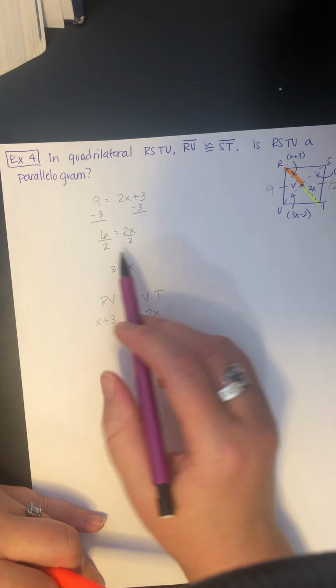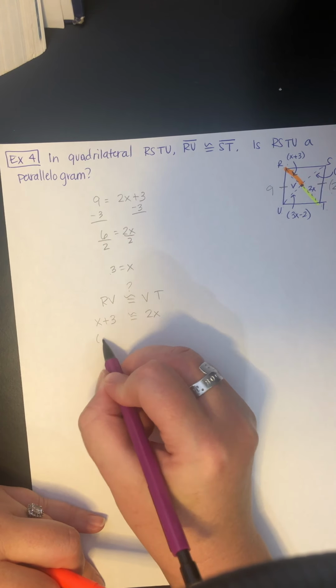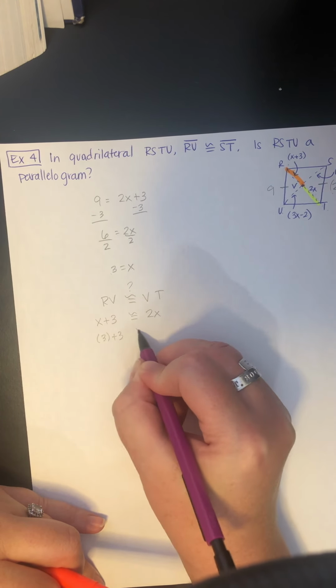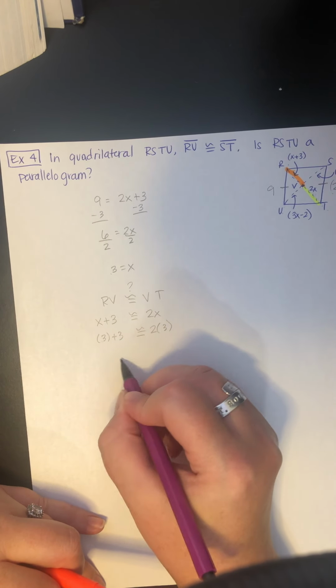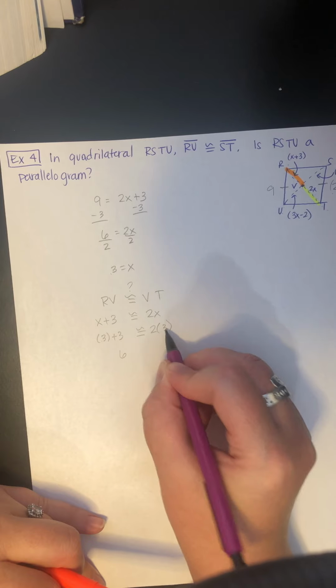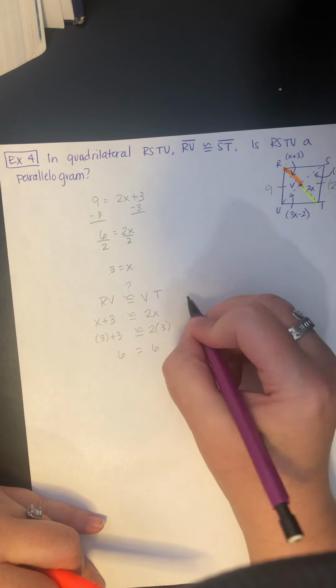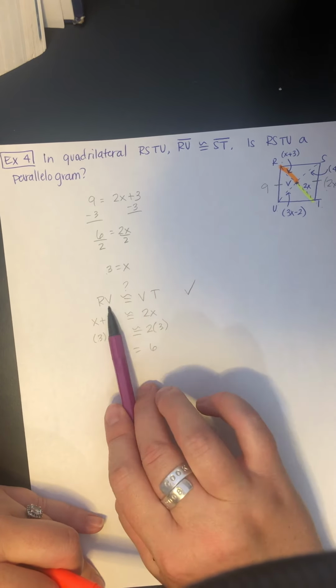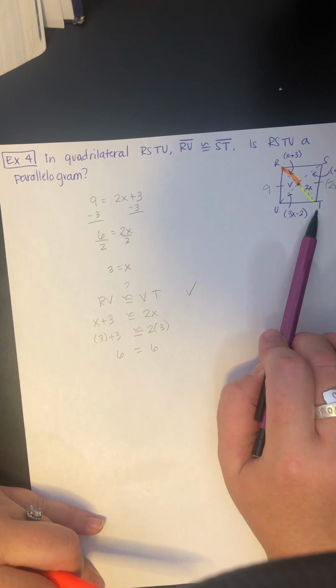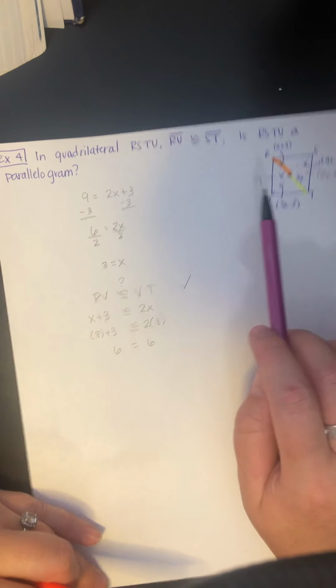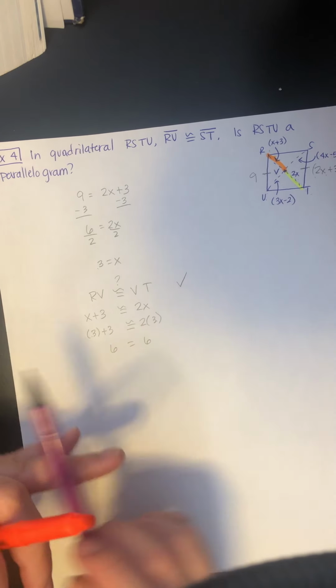Okay, we know x is 3, we'll plug that in and see if these two segments are congruent. 3 plus 3 is 6. 2 times 3 is 6. So yes, they are congruent to each other. RV, this length, the orange length, is congruent to the yellow length. That's because this diagonal got cut in half. These two are probably also the same.